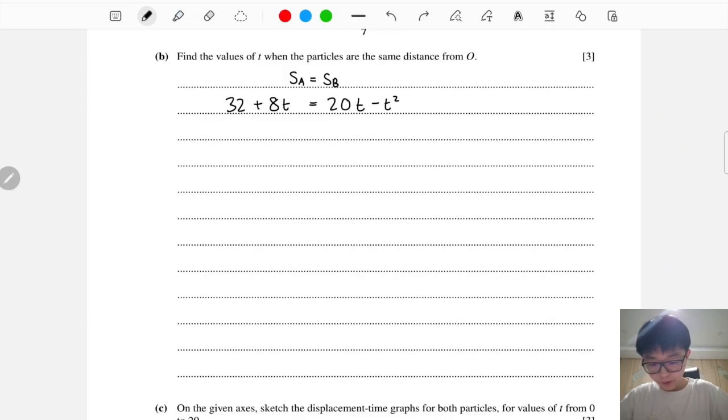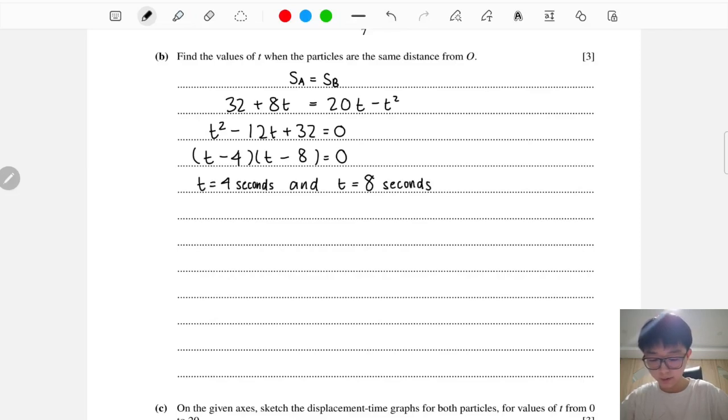And we can move everything to the left-hand side. So we would get t squared minus 12t plus 32. And as you can see, we obtain a quadratic expression. We have many ways of solving this, but I think it would be easy to just factorize it. Factorizing it gives t minus 4 times t minus 8 equals 0. And our answers would be t equals 4 seconds and t equals 8 seconds. And that is our answer for part B.